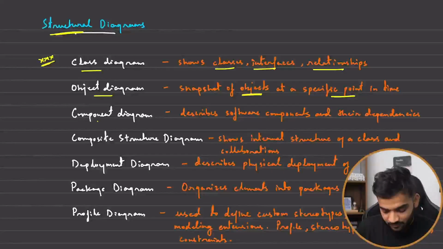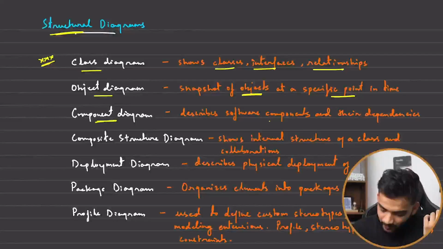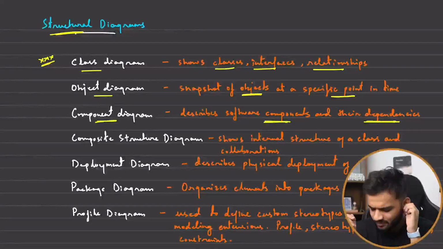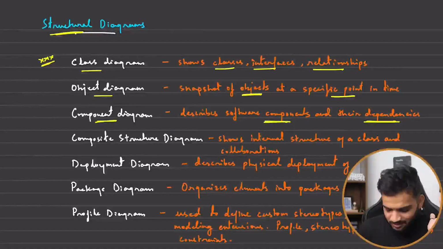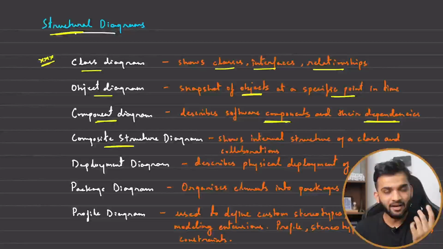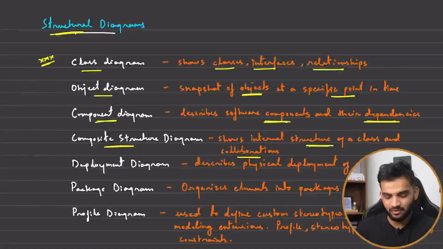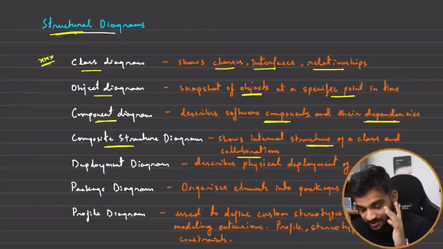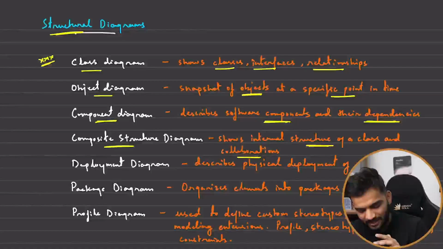The other one is the component diagram, where you explain the software components and their dependencies. So this is where it's slightly on the higher level. Got it? The next one is the composite structure diagram. It shows the internal structure of a class and collaboration. You dig deep into the class and you basically say that, okay, inside this class, we are doing a database call, and all the other things you will be explaining in a composite structure diagram.